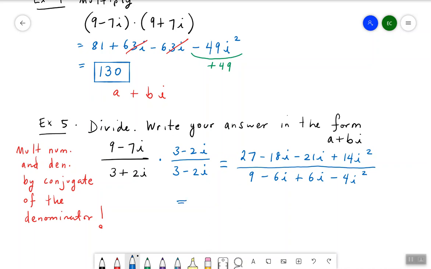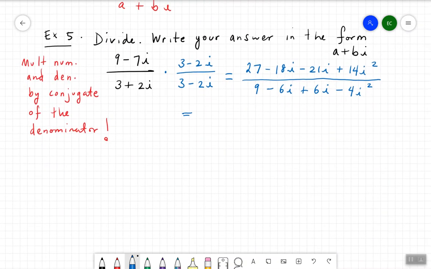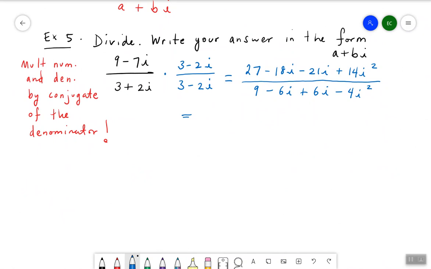Okay, so now let's see how all this cleans up. Let's work in the denominator first. We have a minus 6i plus 6i, and they cancel. There's a minus 4i squared, which is just plus 4. And so your denominator now is just 9 plus 4, which is 13.